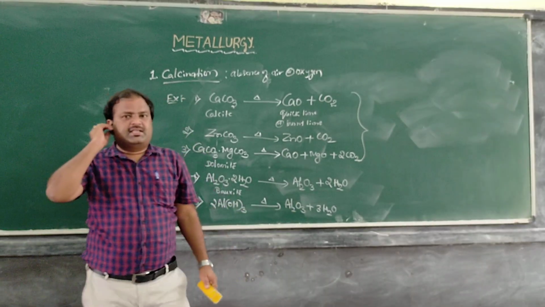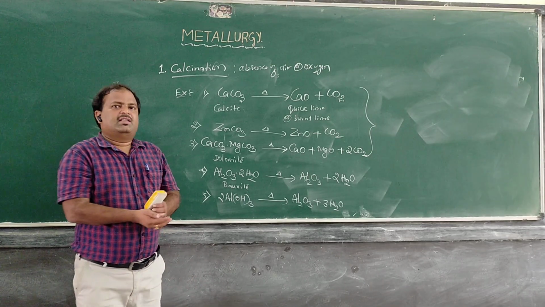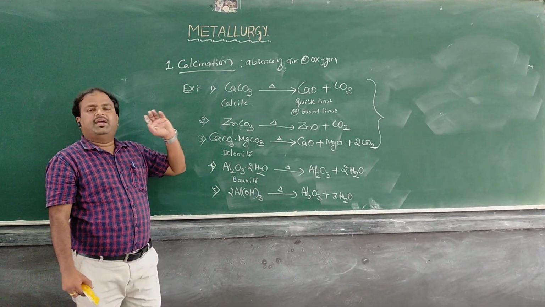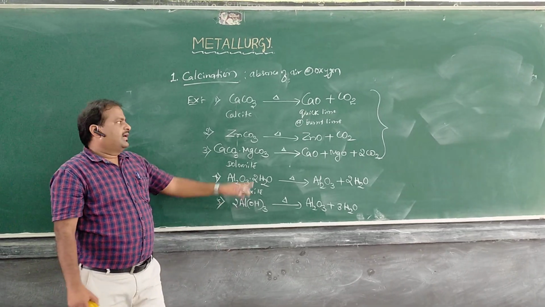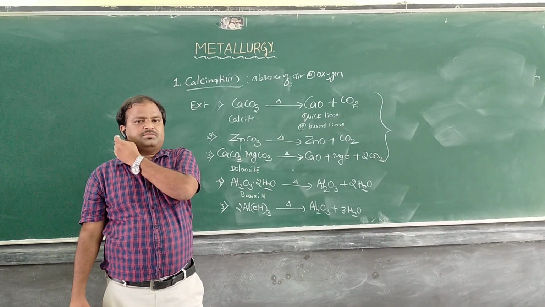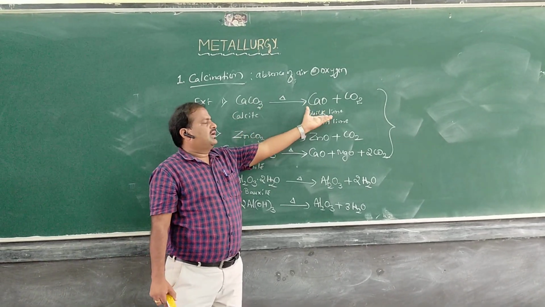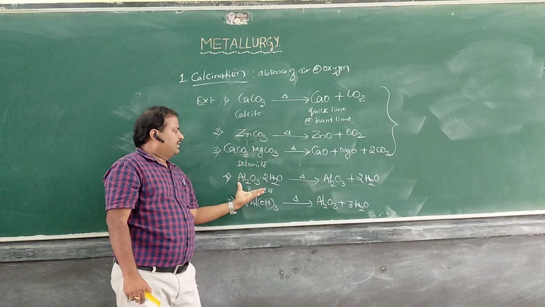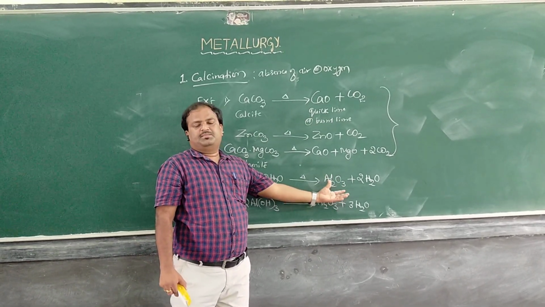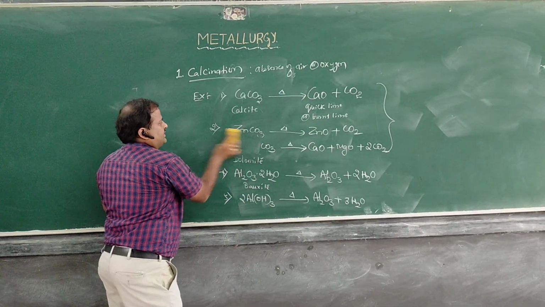So this is calcination. Once again, calcination is the process in which the concentrated ore is heated in absence of air or oxygen at a temperature below its fusion temperature. So the carbonate ore is converted into oxide ore, or the oxide ore is converted into the metal oxide. So this is the calcination. So next, roasting.